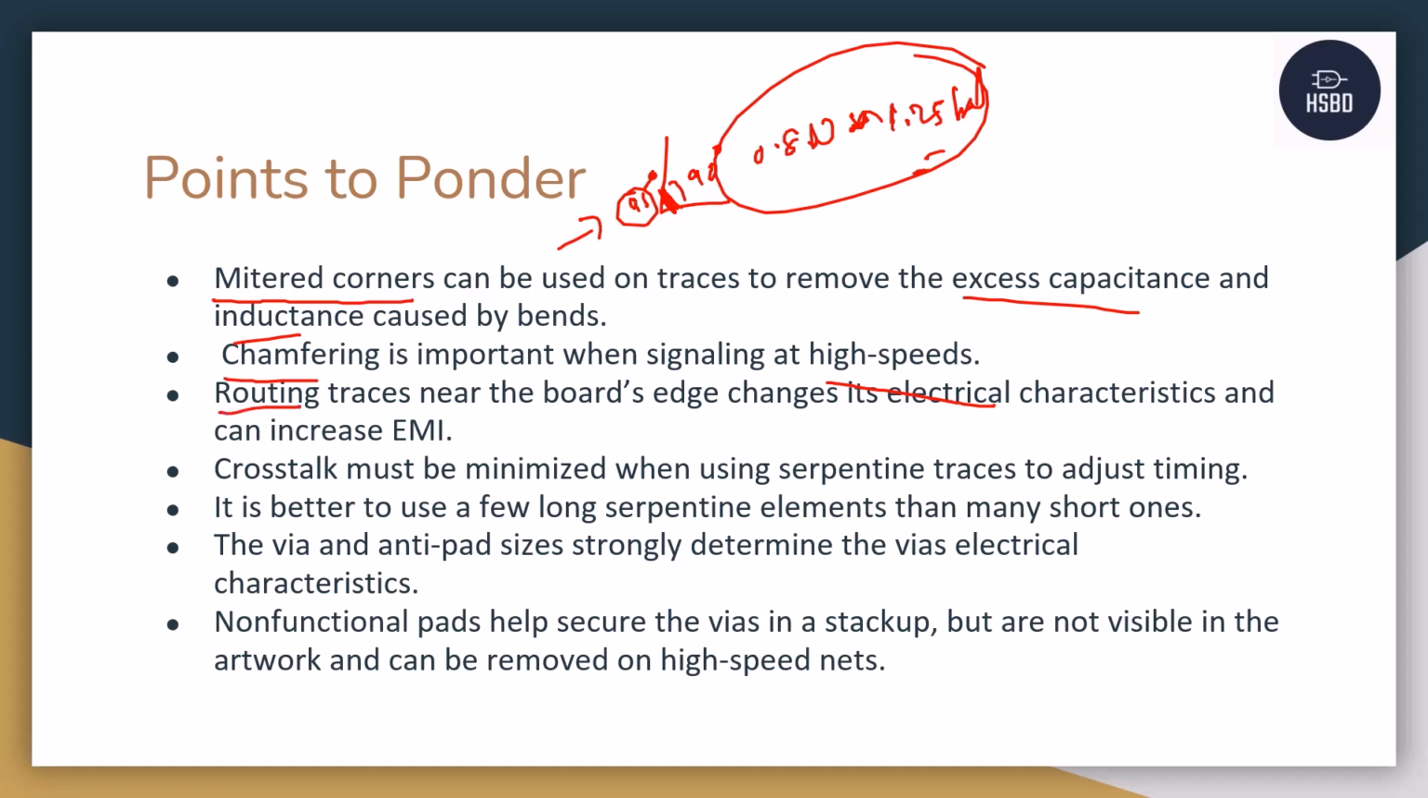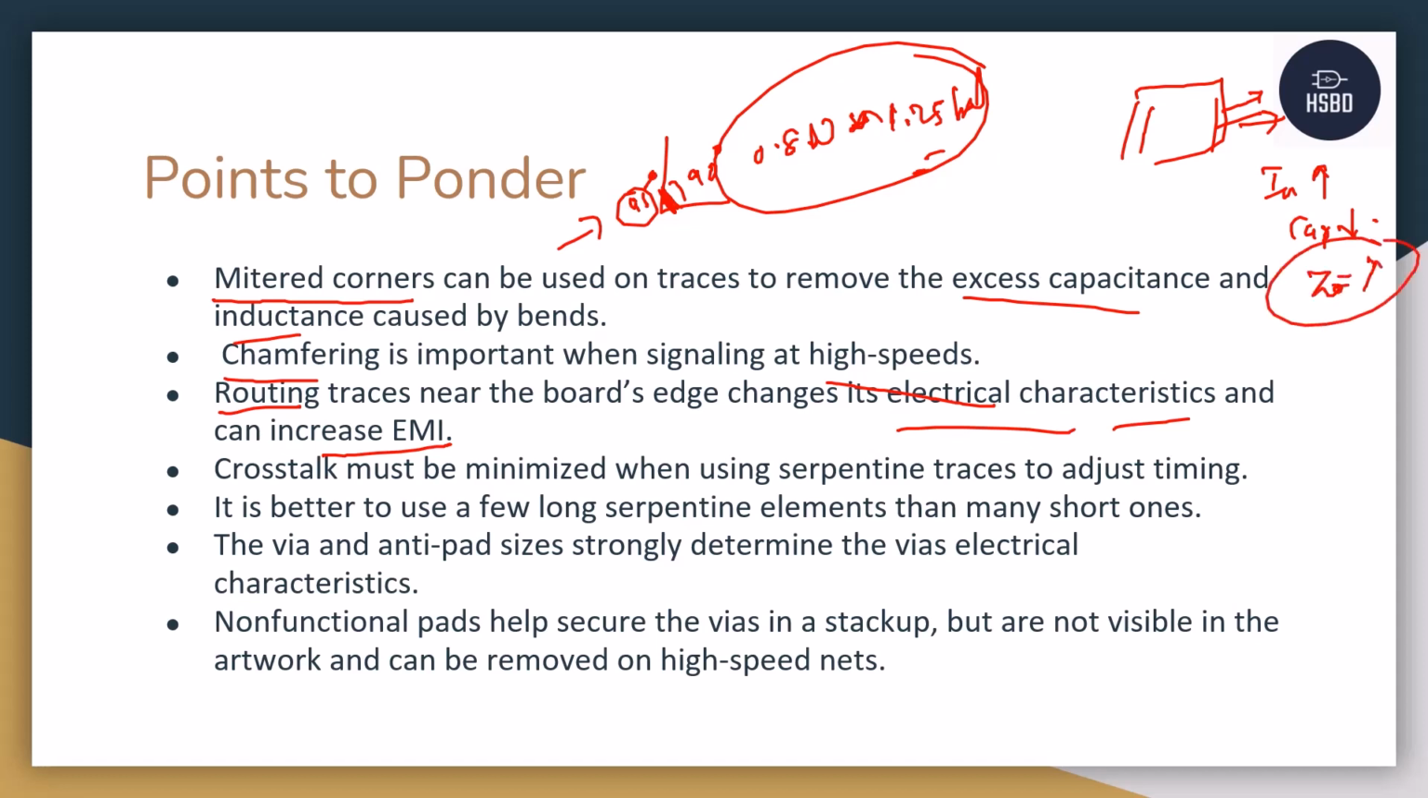The third part is that routing traces near the board's edge changes its electrical characteristics and can increase EMI. As I explained earlier, whenever you put your trace near the board edges, the inductance value goes up, the capacitance value comes down, and the resulting impedance will go up. So in the case of a high speed signal, we never advise anyone to route their signals next to the board edges or anywhere near the board edges, because that will definitely increase your impedance, and increased impedance will definitely bring more discontinuities to your signal. Okay.